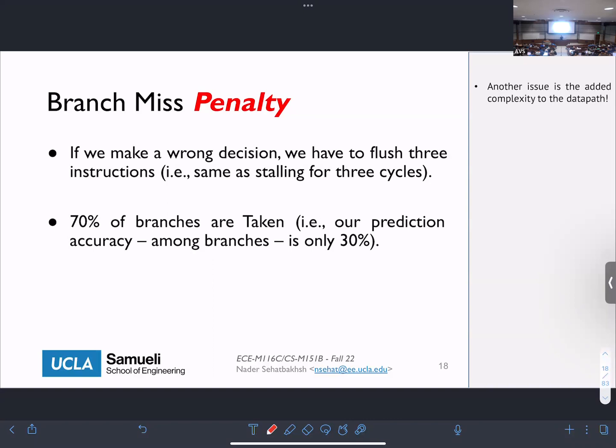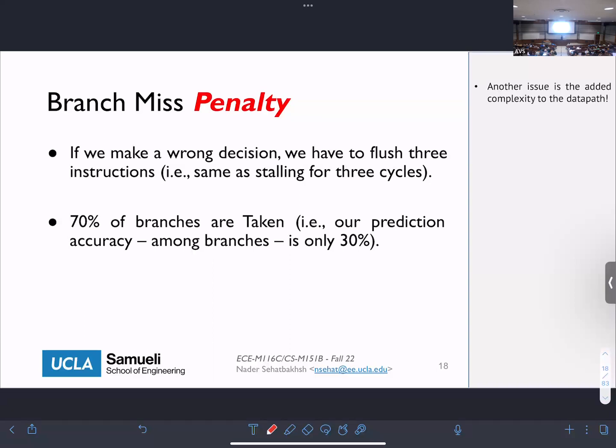But the real penalty that we are paying is those 3 cycles plus additional delays that we are enduring because of adding muxes and so on and so forth. Okay, so we call this the miss penalty. The penalty that we need to pay for our miss speculation, for our misguessing.